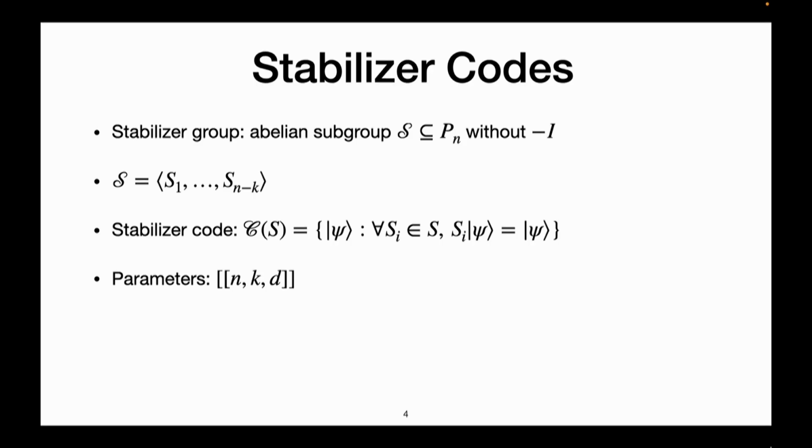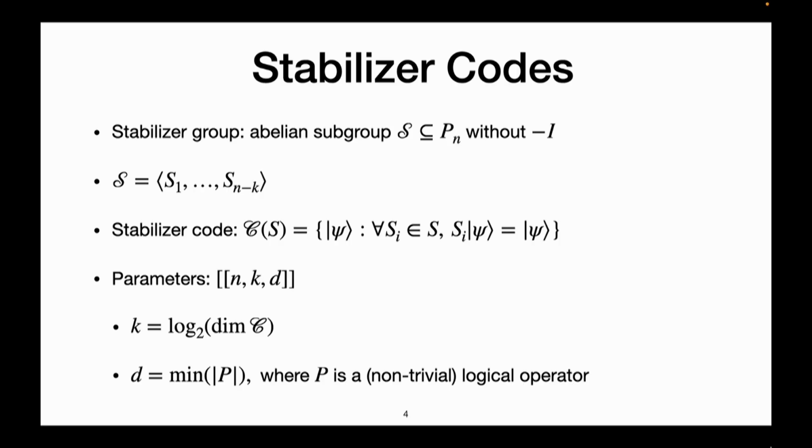We often describe a quantum code by three parameters, n, k, and d. Here, n is the block length of the code and is equal to the number of physical qubits you use. k is the dimension of the code and is equal to the number of logical qubits you get. And d is the distance of the code, which corresponds to the number of errors that your code can correct. If you have distance d, you can correct up to basically d minus 1 erasures.